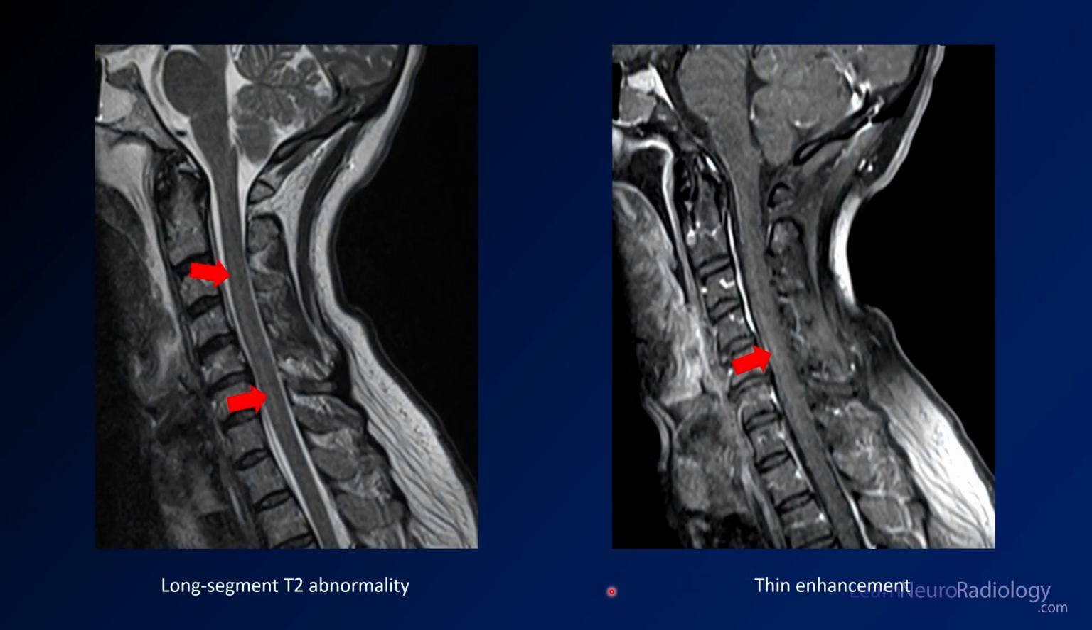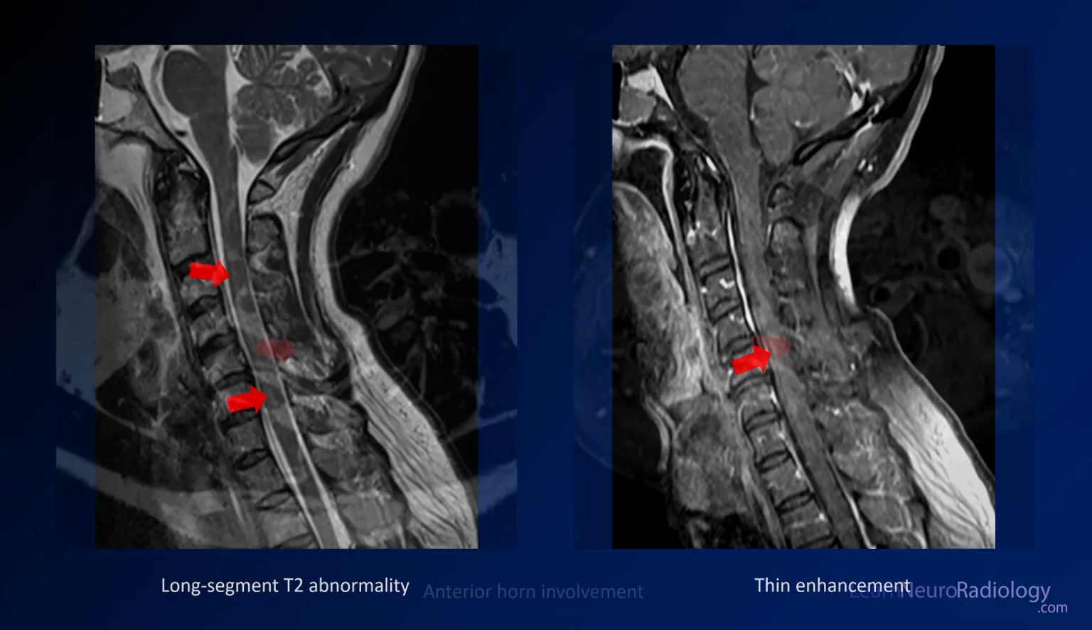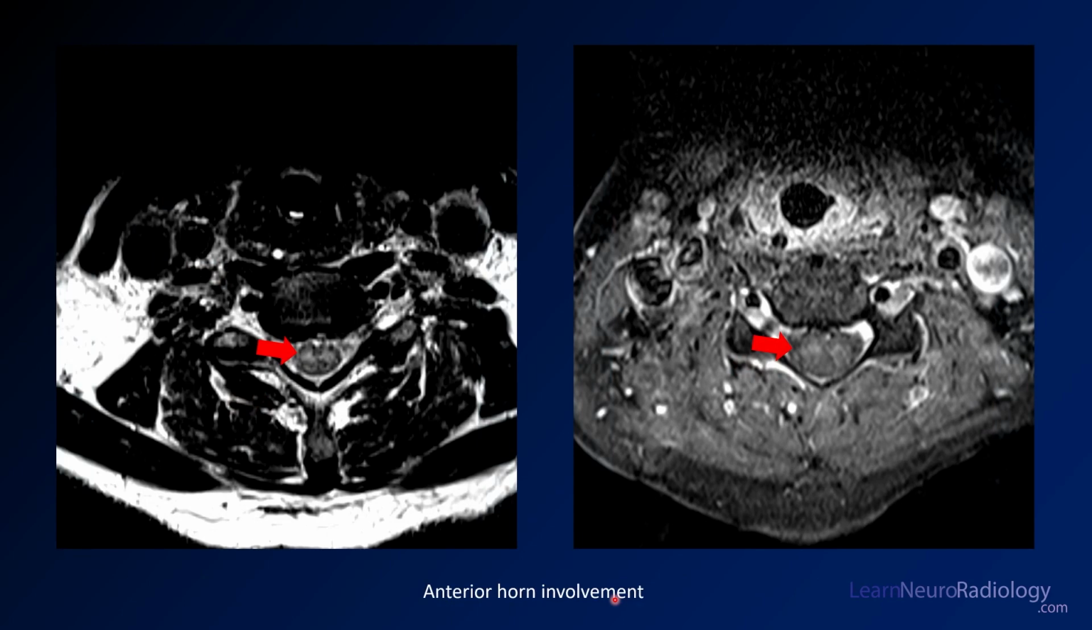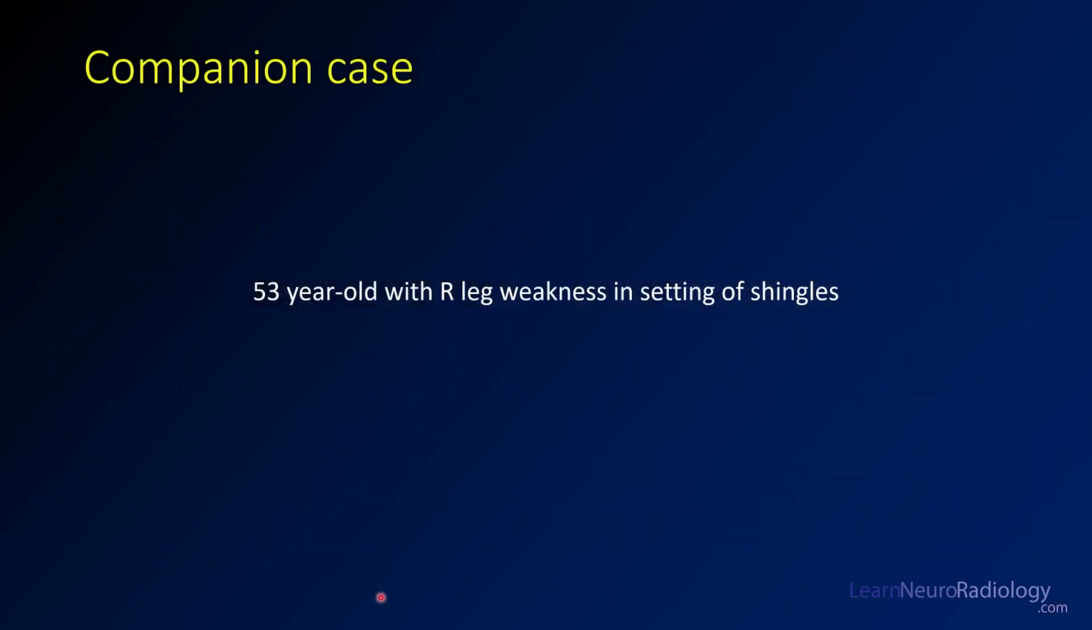Here you just see the same findings that we talked about. You see this long segment T2 abnormality, in this case going from about C3 to about C6 or C7, a little bit of hazy thin enhancement there. Here you just see the same things on the axial that we talked about. Now, in this case, it's confined to the anterior horns, but something I want to point out is that transverse myelitis tends to involve the central substance of the cord a little bit more than it does the periphery, whereas in MS, you may see more peripheral involvement.